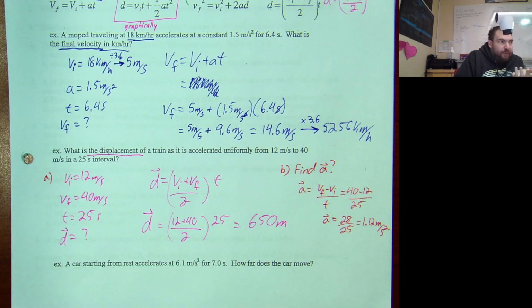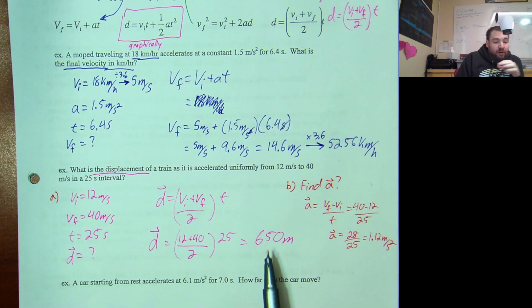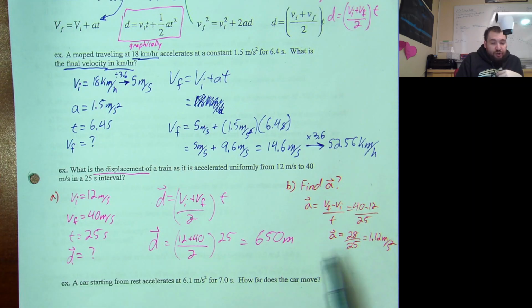Is that the only way we could have found acceleration? We could have used either of the other ones too, because now all of a sudden we have D. And it's not only do we have D, it's a nice value we didn't have to round. 650 is just 650. It wasn't a bunch of decimals that we cut off. So we could use this result to go and find A.